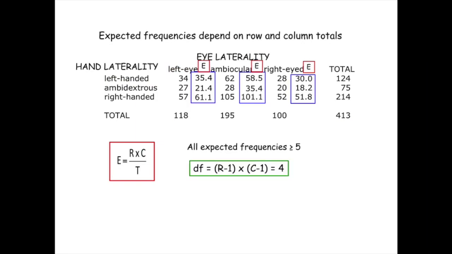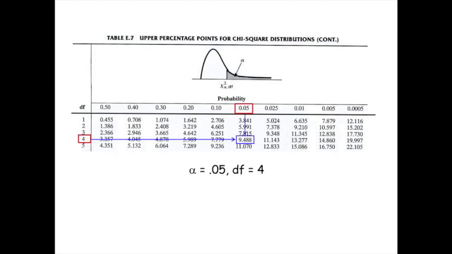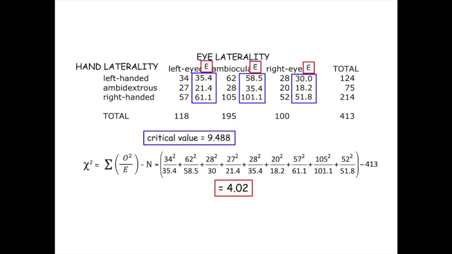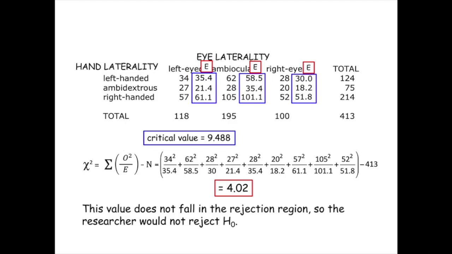There are 3 rows and 3 columns, so 4 degrees of freedom. We'll set the significance level at 0.05 and go to the table to determine the critical value of the test statistic, which is 9.488. The chi-square formula is the same as for the goodness of fit test. Applying it to the data, we get a value of 4.02, so the null hypothesis is not rejected.